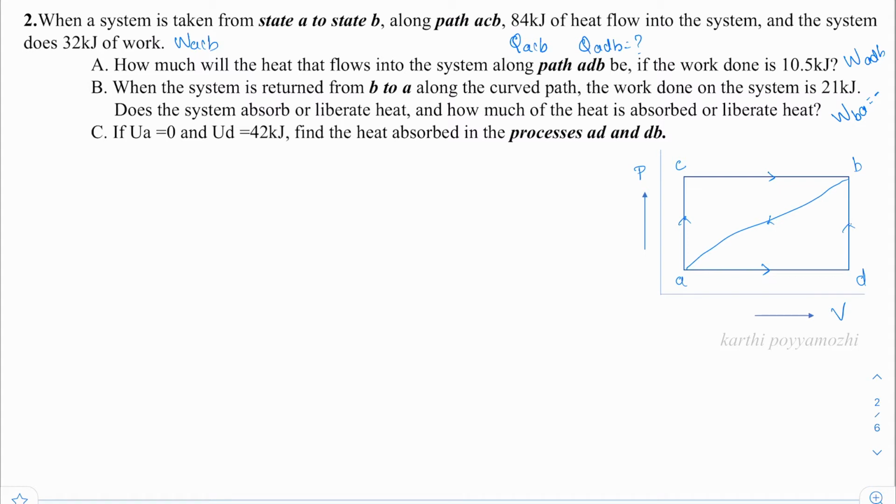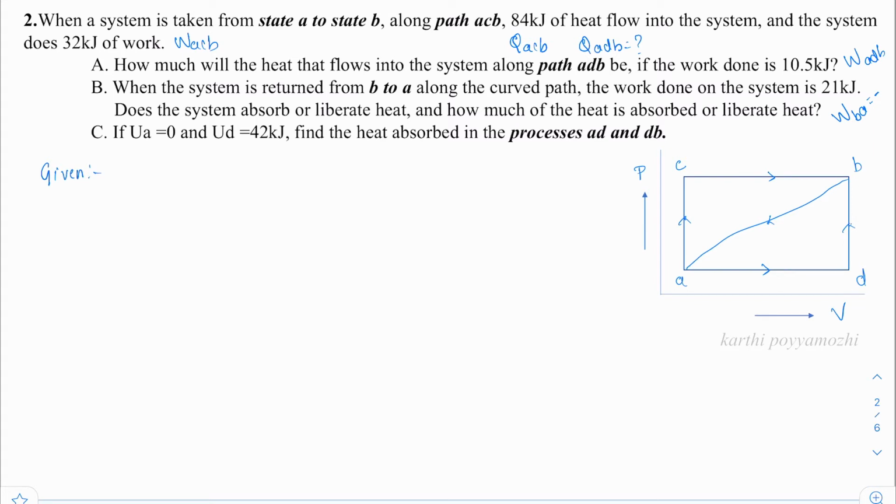And if UA is equal to 0 and UD is equal to 42 kilojoule, find the heat absorbed in the processes AD and DB. We have to find the amount of heat absorbed in these processes AD and DB. Okay, this is the question we have been given.